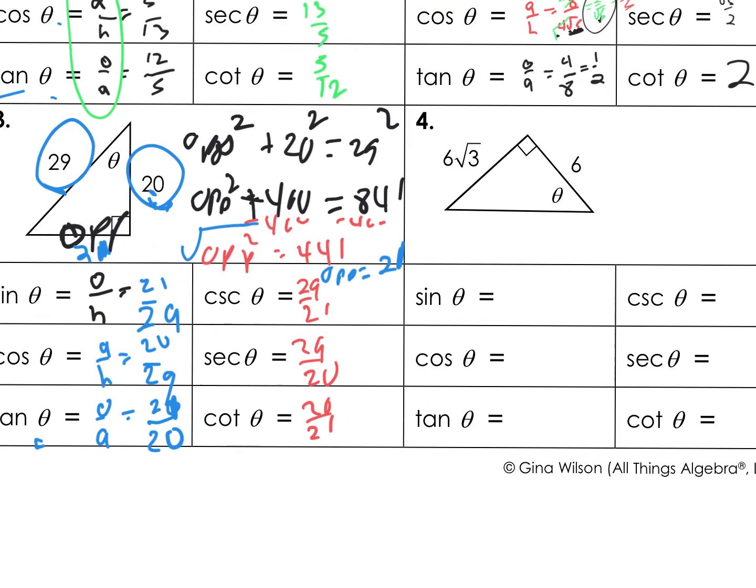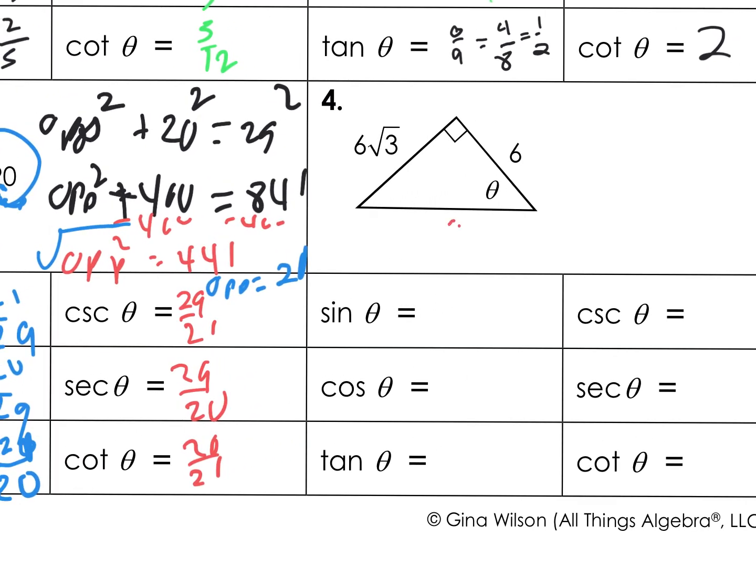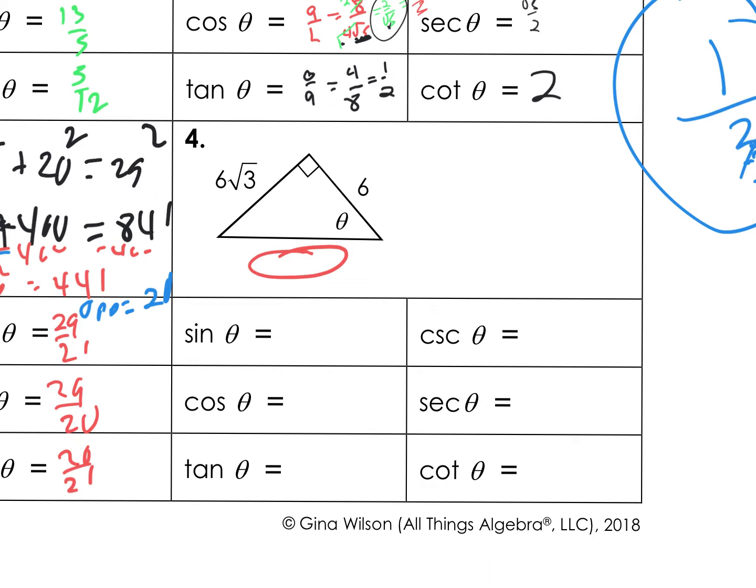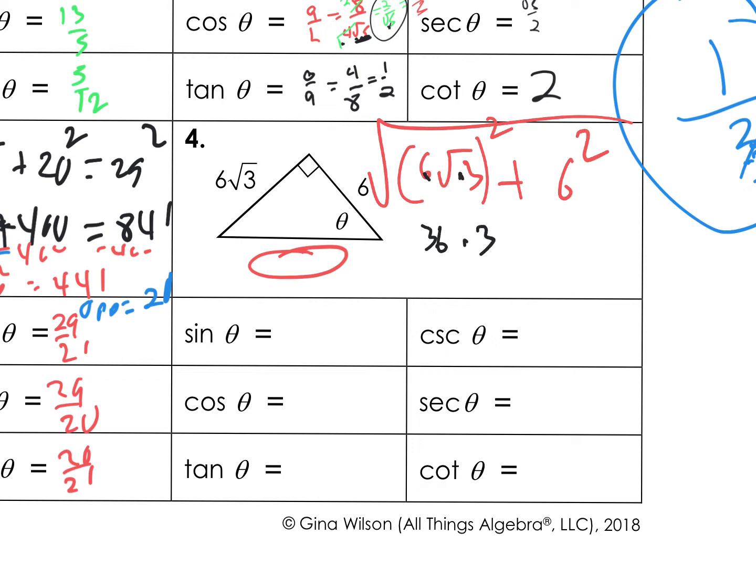I wasn't going to do this fourth one, but I think I need to because I have a missing side here. Wait, what side is that? Oh, so here's my shortcut version. If I take 6 square roots of 3, and I square it, and I add it to 6 squared, then I take the square root of that, I'll have my answer. And I can do some of that in my head. Watch. 6 times 6 is 36. Square root of 3 times square root of 3 is just a 3. Plus 36. I'm going to take the square root of that.